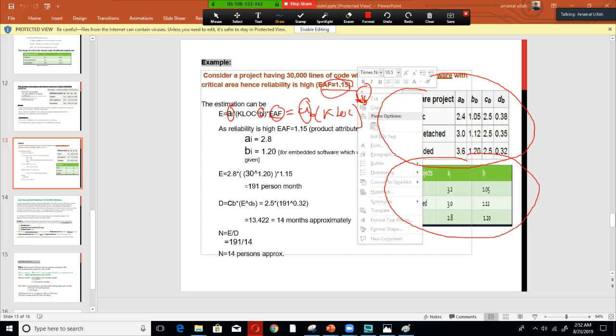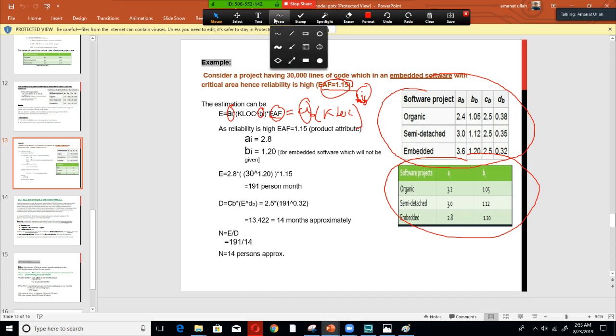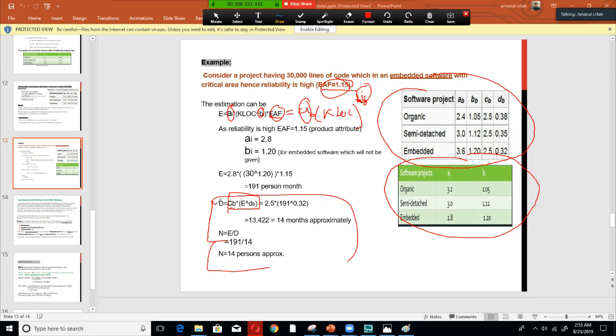So the value of EAF will normally be given. And next, the next part is the same as it was for the basic COCOMO. So this part is unchanged, and the only part that changes is the first part.